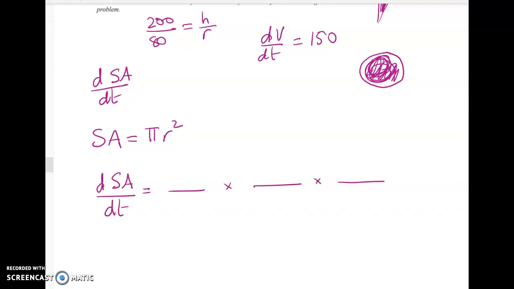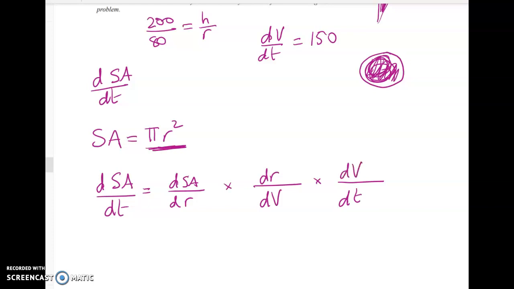Let's see how things link together. Well, I can figure out easily how the radius and the surface area are linked together. So we're going to easily get dSA by dr. And at the end, we need to have dt. The missing piece of the puzzle is the volume, right? So here we're going to have dr by dV, and here we're going to have dV by dt.